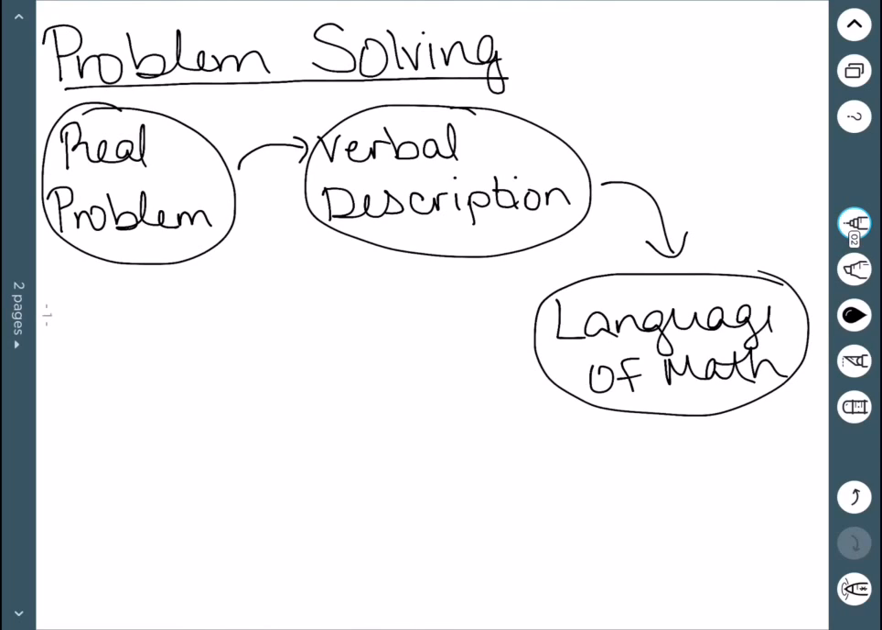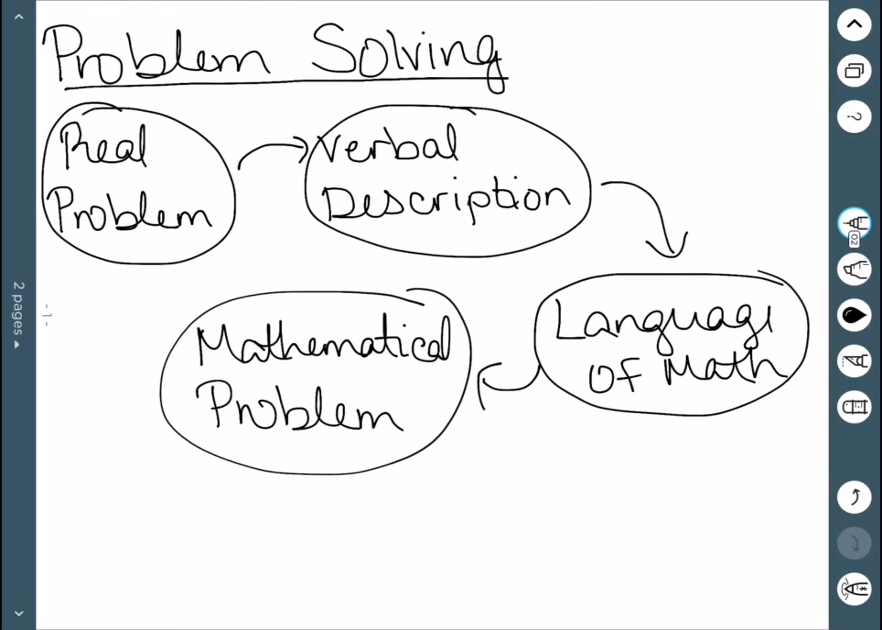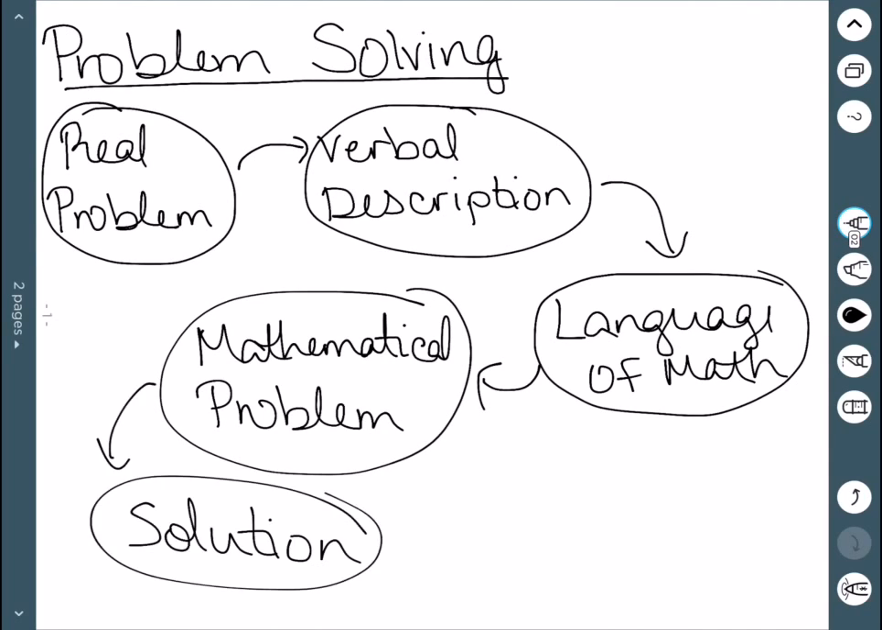We then try to move from that verbal description to the language of mathematics. From that, we then get a mathematical problem. And finally, we can solve for a solution. This is the setup, and this is called mathematical modeling. Like I said, we'll look at 4 different types of problems here.